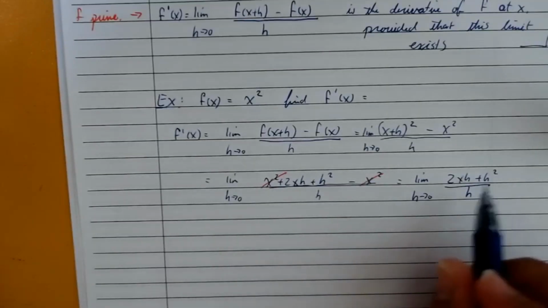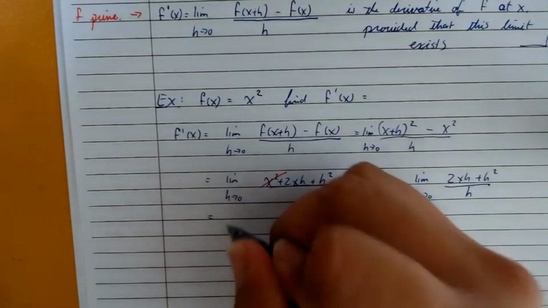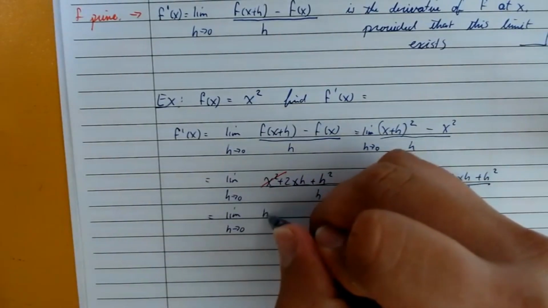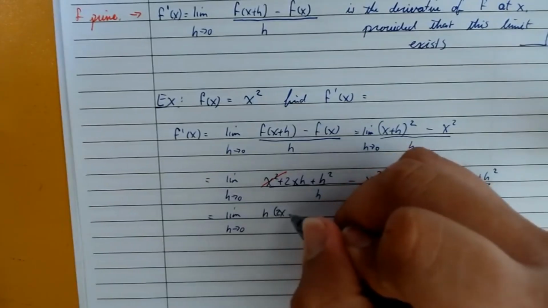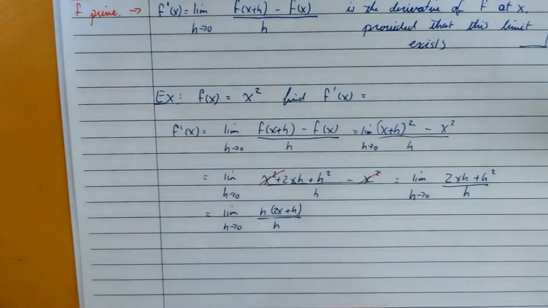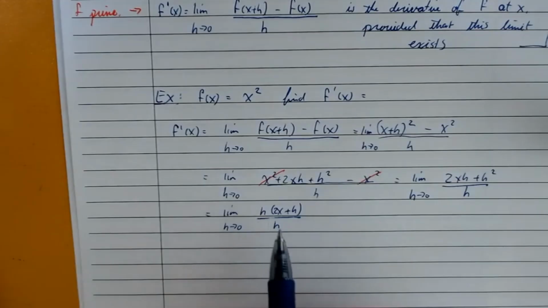Notice that h is the common factor in that numerator. So you can write this as the limit as h approaches 0 of h times (2x plus h) over h. And notice that here you can divide these two away. Well, you can divide these two away as long as they're not 0 over 0. Oh, but since you're taking the limit as h approaches 0, that means h is never actually 0.